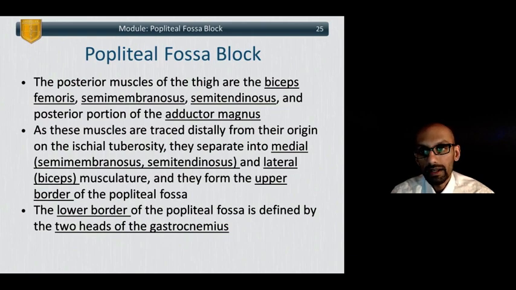Posterior muscles of the thigh are the biceps femoris, semimembranosus, and tendinosus, and the posterior portion of the adductor magnus. These muscles all form the upper border, the upper triangle of the popliteal fossa. Okay, the semimembranosus and tendinosus are medial. Biceps femoris is lateral. Okay, the lower triangle of the popliteal fossa is essentially the two heads of the gastroc.